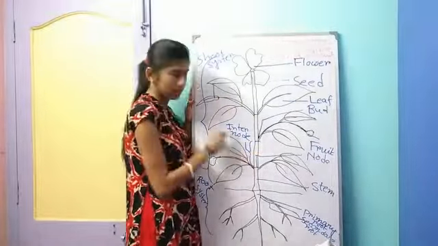Look. And what is internode? The gap between the two nodes is called internode. I am repeating again. The gap. Look. This one is a node and another node. The gap between the two nodes is called internode. I-N-T-E-R-N-O-D-E. So this diagram is showing all the edible parts of different plants.